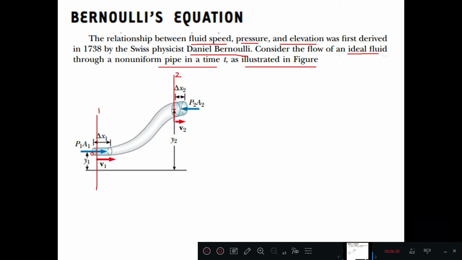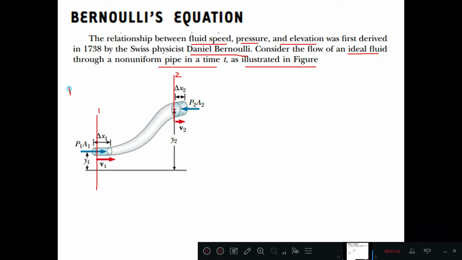So here, let us call the lower shaded part section 1, and the upper shaded part section 2. Then the force exerted by the fluid in section 1 has a magnitude of pressure into area.